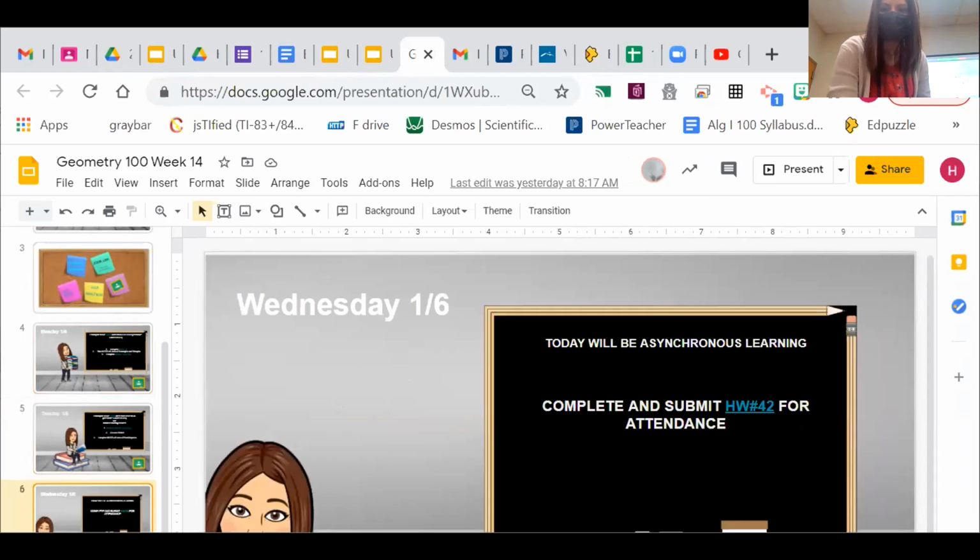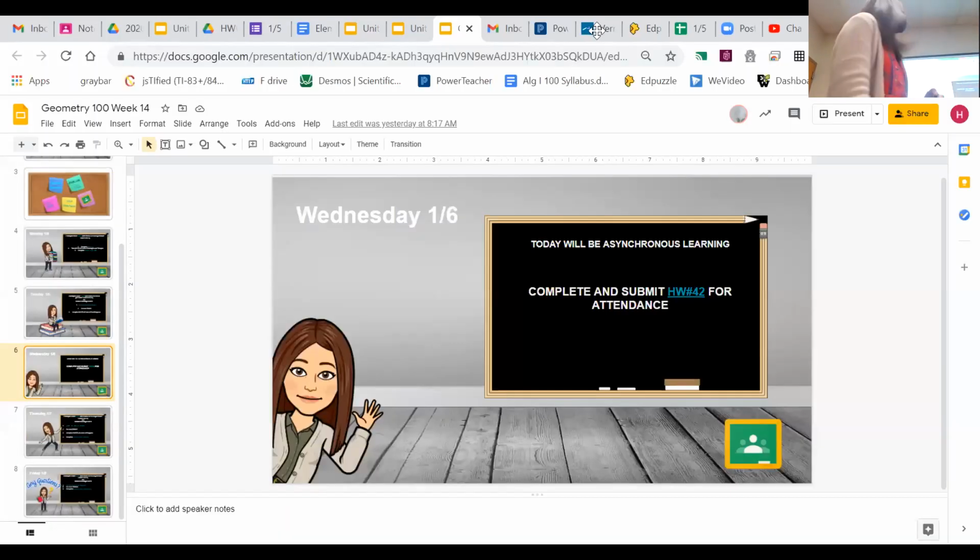So tomorrow I have it as an asynchronous work day, but you need to complete and submit homework 42 for attendance in classroom. Okay, and homework 42 is going to look a whole lot like, where'd my homeworks go? Homework 41. Okay, but it's going to have these parallelograms, and you may run into one that you have to draw in, I think on the back page, that you have to draw in some boxes as well. Just pay attention to the directions in terms of what it's asking you for.